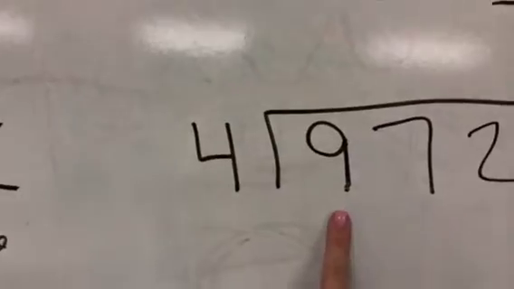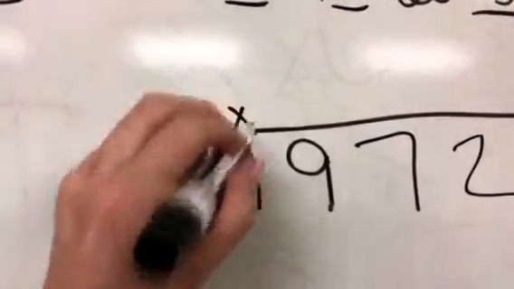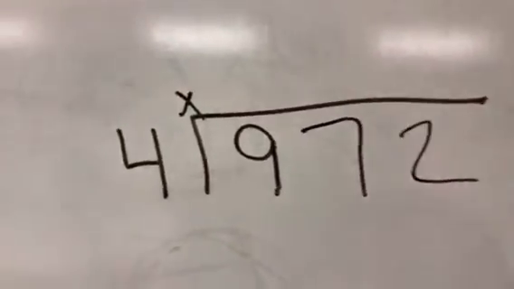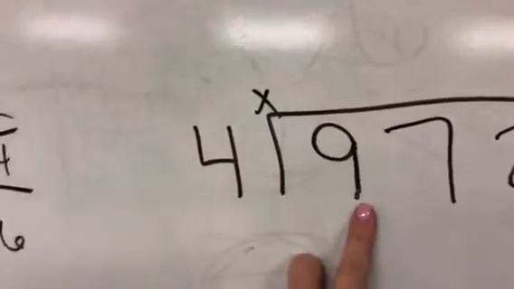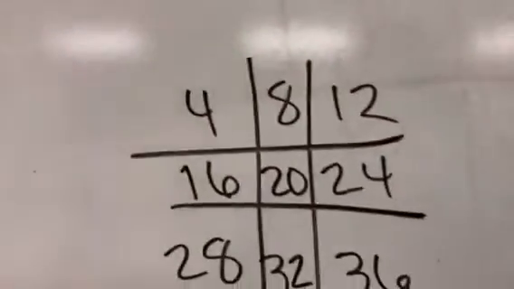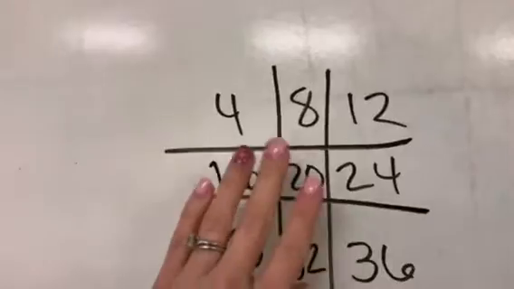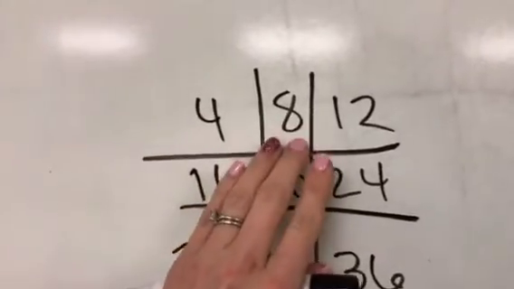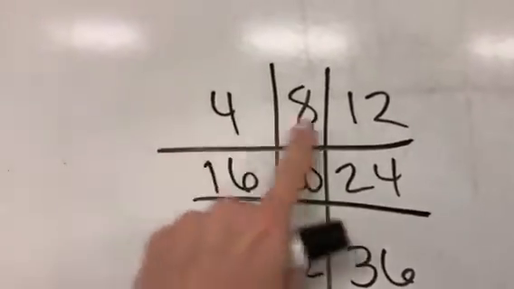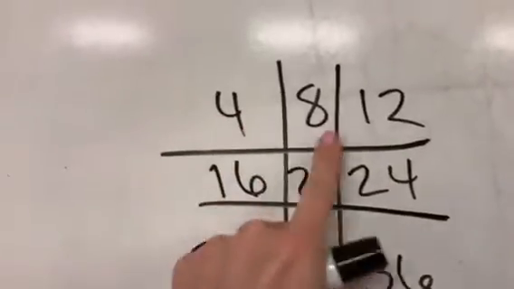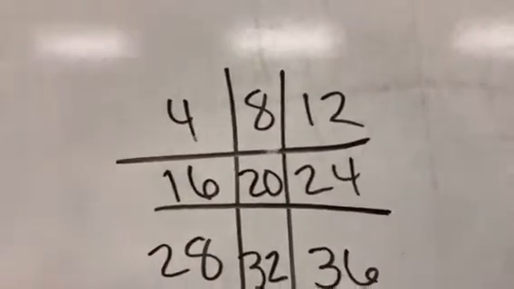So I'm going to start by dividing my D, and I'm going to ask myself, how many times can 4 go into 9 without going over? So I want to get as close to 9 as possible without going over. I'm going to come over here to my tic-tac-toe board, and the closest I can get to 9 without going over would be my 8. So then I'm going to count 1, 2. So I know that 4 times 2 is 8, and that's as close as I'm going to get.